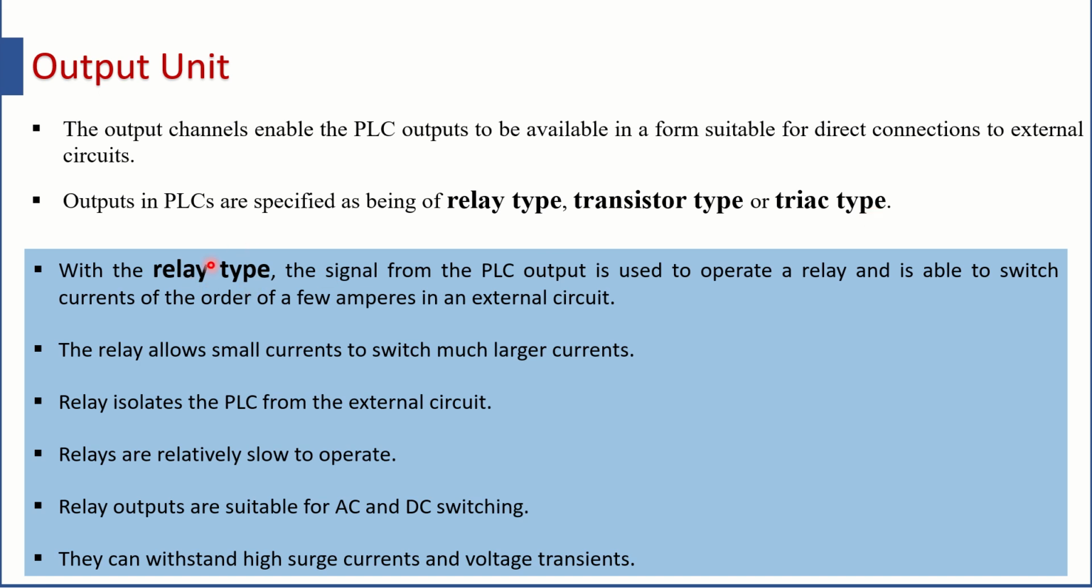With the relay type, the signal from the PLC output is used to operate a relay and is able to switch currents of the order of a few amperes in the external circuit. In my very first lecture, I showed the basic operation of a relay. Through that, I am sure you can envisage that the signal coming out from the CPU of the PLC, after initial signal conditioning, is given to the external relay.